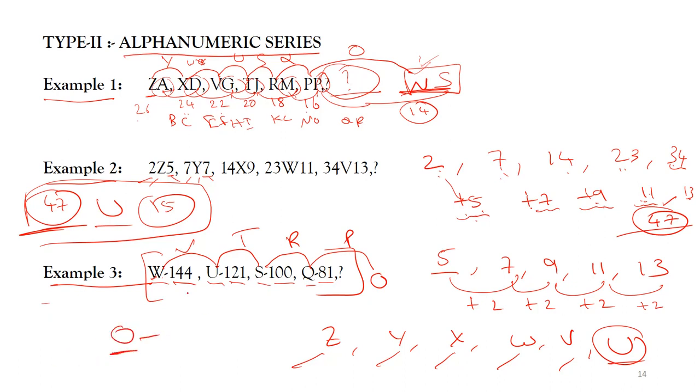And there are some numbers here: 144, 121, 100 and 81. So how are these numbers related to each other? If you take the difference, 144 and 121, 121 and 100, 100 and 81: this is 23, this is 21, this is 19. Yes, this is also a method working. So I think next should be 64.